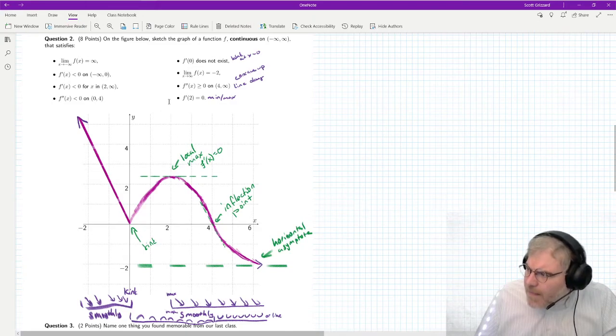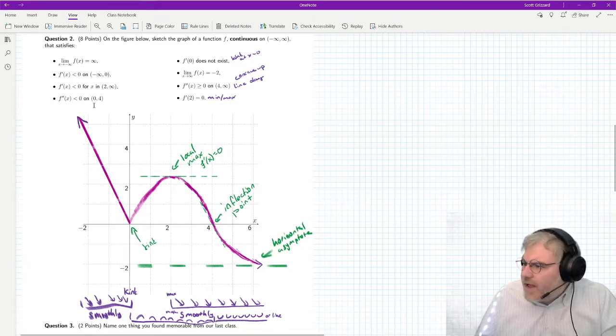And so I'll get to the others in a moment. F prime of 0 doesn't exist. I know there's got to be a kink at x equals 0, or a discontinuity. And I could have done a discontinuity because I didn't say, I did say continuous. That's kind of a hidden condition. I wish I had put that down here. Sorry about that. I did say continuous though, so it did have to be a kink.